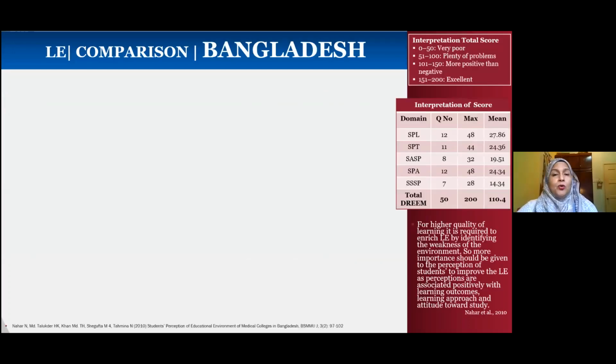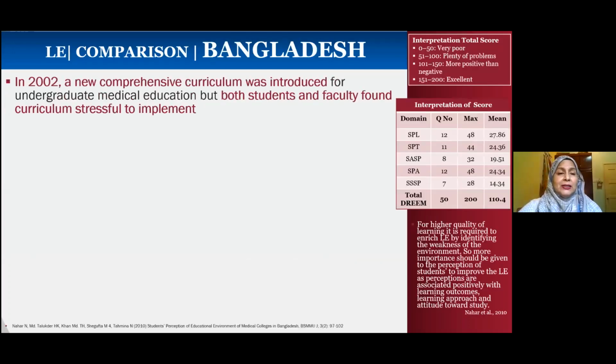Okay, now what was specific about Bangladesh? In 2002, a new comprehensive curriculum was introduced in this country, but both students and the faculty found the curriculum stressful to implement. At that time, FAIMER was working very intensively in some of the Asian countries, and probably they are the ones who introduced this new curriculum, but it was not accepted.